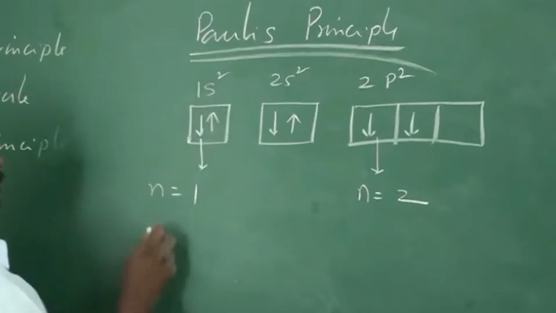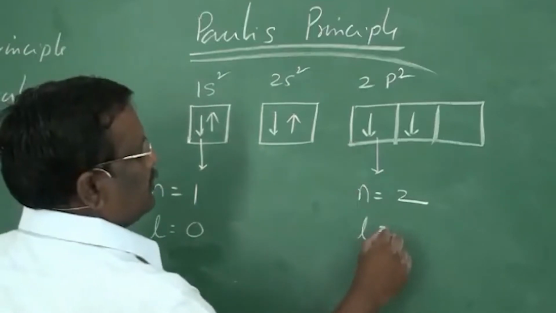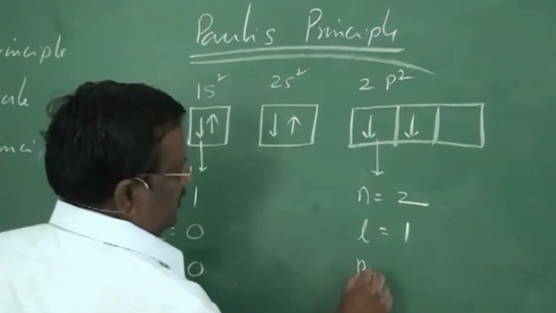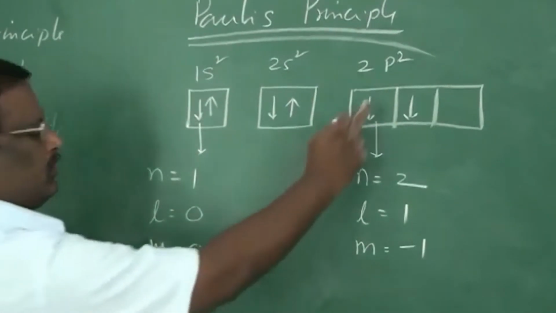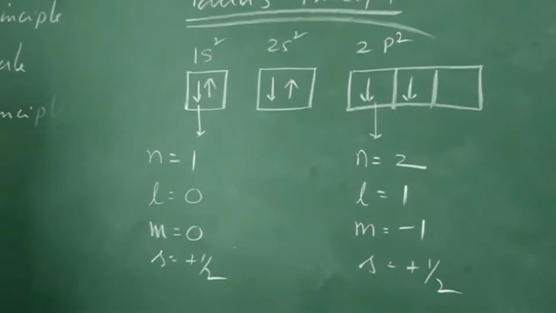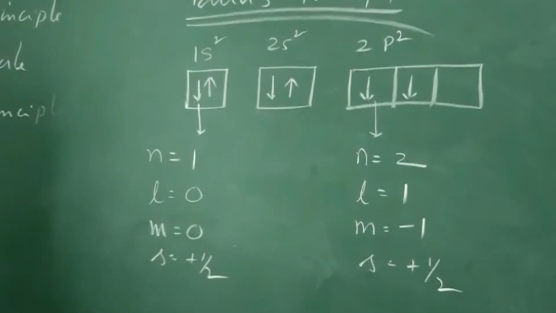Now, for this electron, l is equal to 0. For this electron, l is equal to 1, because it is p. For this electron, m is equal to 0. For this electron, m is equal to -1. For this electron, s is equal to +1/2. For this electron, the spin quantum number is also +1/2. Here, the spin quantum number may be the same, but the remaining quantum numbers differ. You may have a doubt. Let us compare with this.